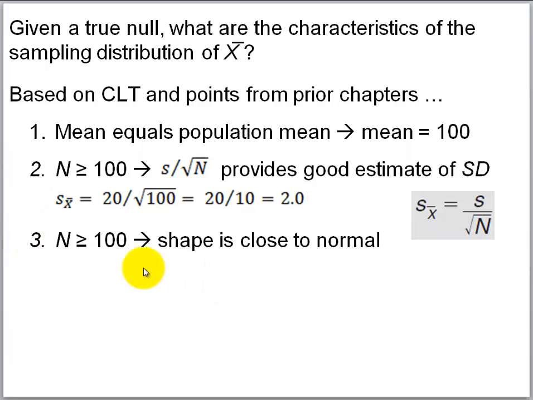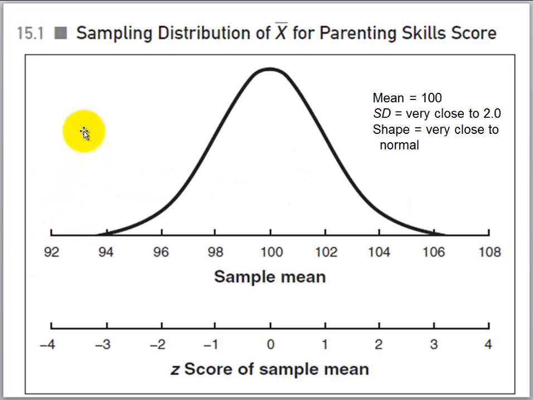And we know that basically from step 3 of the central limit theorem. So, if the null is true, our sampling distribution would look like this. And here's the summary information. A mean of 100, a standard deviation very close to 2. We don't know that it would be precisely 2 because we're getting a very, very good estimate of the standard deviation. And finally, a shape that is very close to normal.